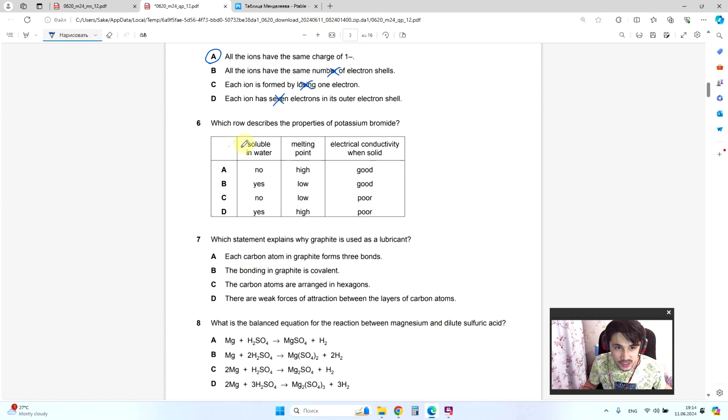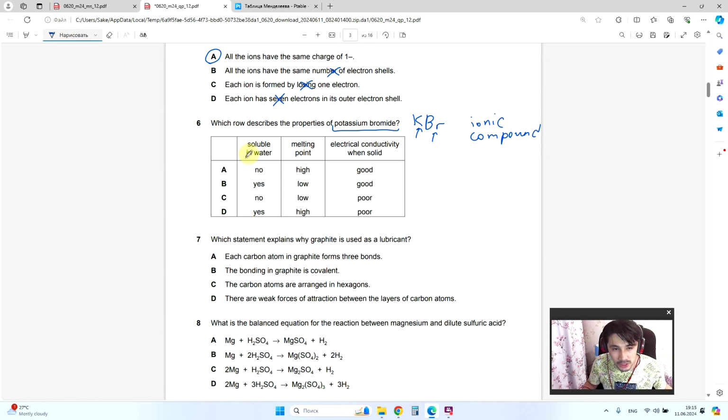Okay, look at question number 6. Which row describes the properties of potassium bromide? So we need to memorize what type of substance is it and what properties that type of substances have. So potassium bromide is a substance made of metal potassium and non-metal bromine. So we need to know that mostly metals and non-metals tend to have an ionic bonding between them. So you need to refer to properties of ionic substances. So ionic compound properties. So you need to address them.